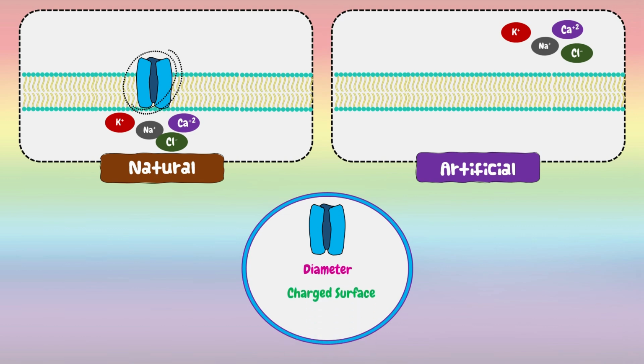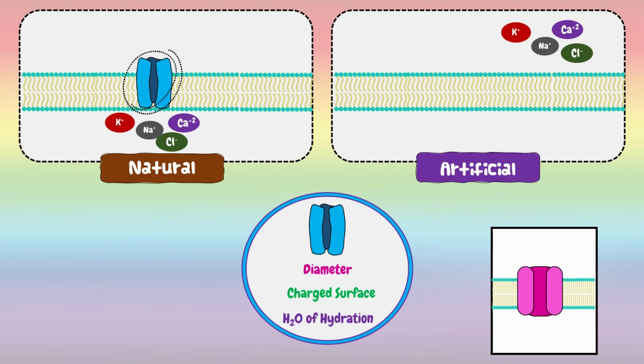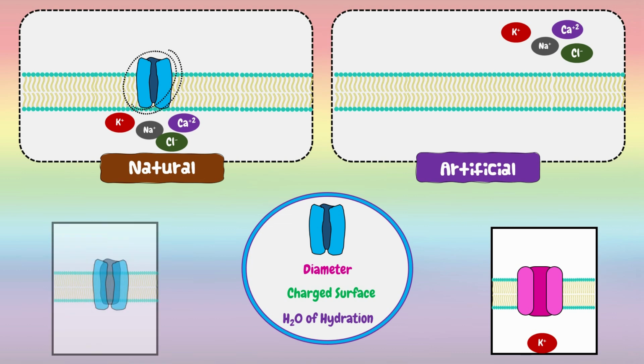This selectivity is based on the channel diameter, the charged and polar surfaces of the polypeptide subunits that form the channel walls and electrically attract or repel the ions, and the number of water molecules associated with the ions, so-called waters of hydration. For example, some channels, such as potassium channels, allow only potassium ions to pass, whereas others are specific for sodium ions, which are sodium channels.